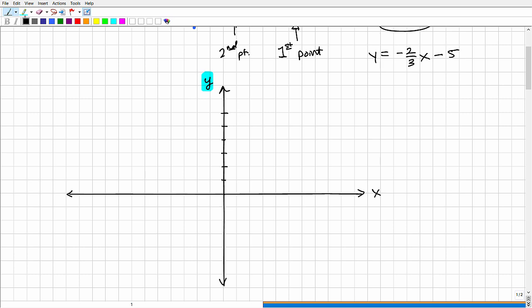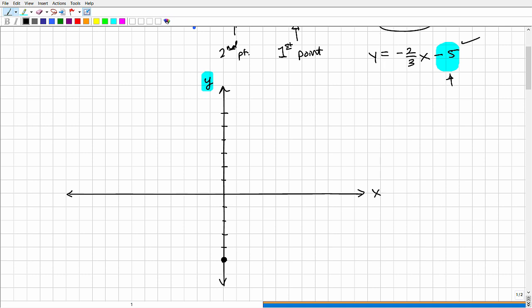Okay, so let's take a look at what we do. Remember, the first thing is we look at the b value. In this case, it's negative 5. We start here, and we count on the y-axis to this number. On the y-axis, the negatives are this way, so I have to go down 5. 1, 2, 3, 4, 5. So that's my first point. Very simple, that's on a line.